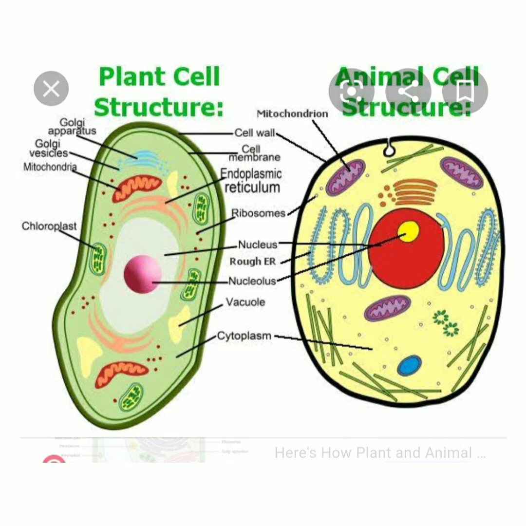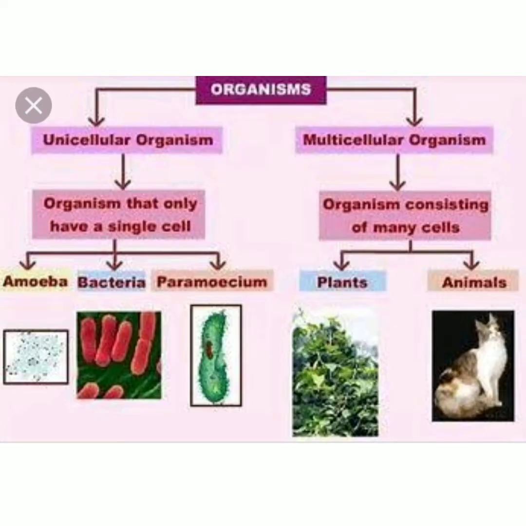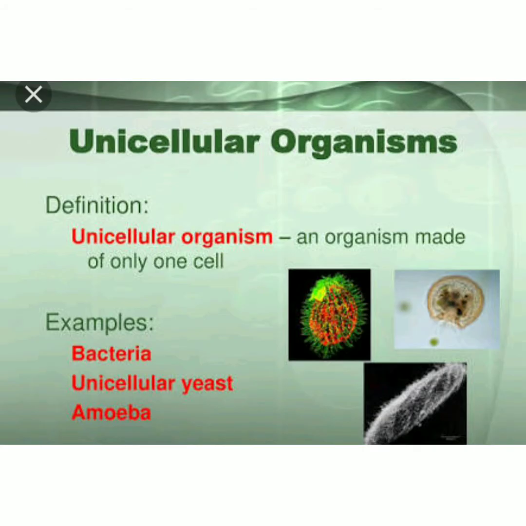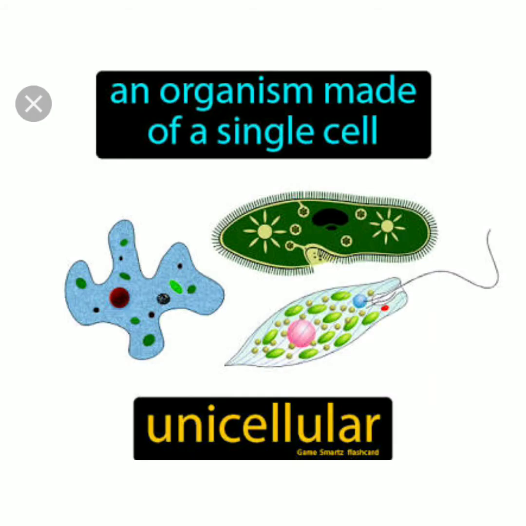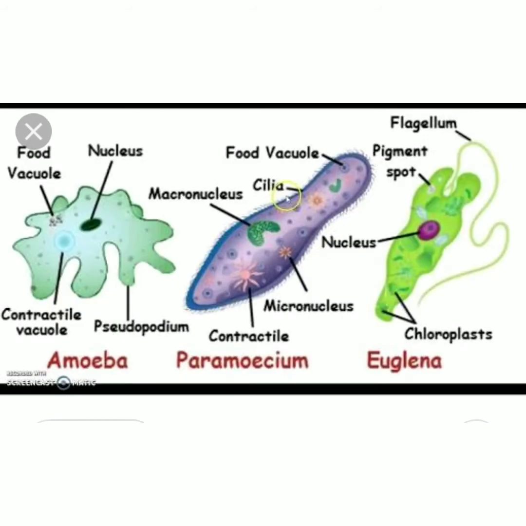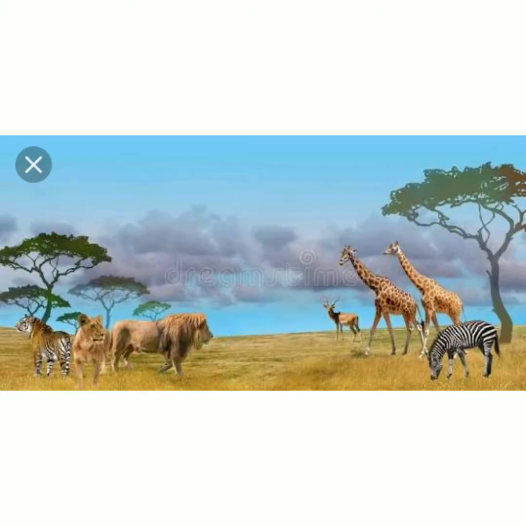The living beings can be classified into two according to the number of cells they have. Unicellular organisms are organisms made up of a single cell. Examples are amoeba, euglena, paramecium, bacteria, yeast, etc. Multicellular organisms are made up of more than one cell. Examples are trees and large animals. Okay, these are the points that we have studied earlier.